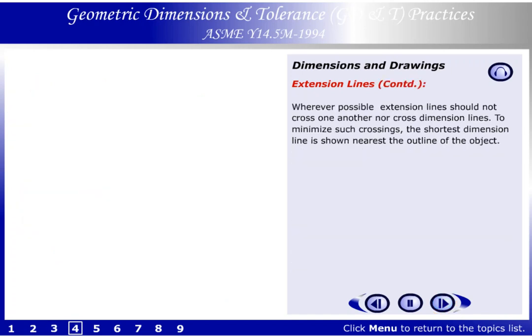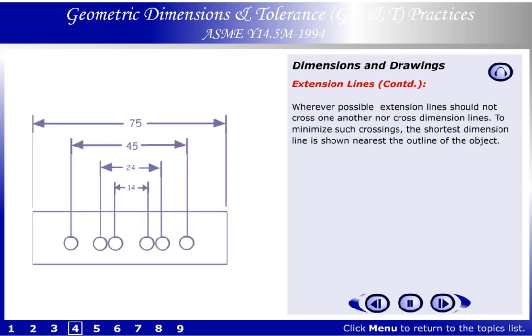Extension lines continued. Wherever possible, extension lines should not cross one another nor cross dimension lines. To minimize such crossings, the shortest dimension line is shown nearest the outline of the object.